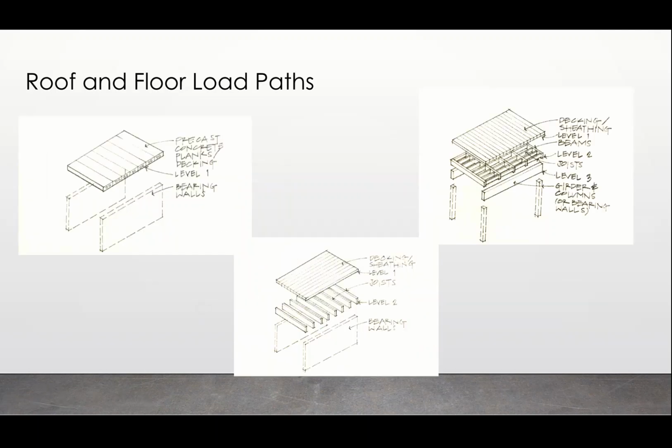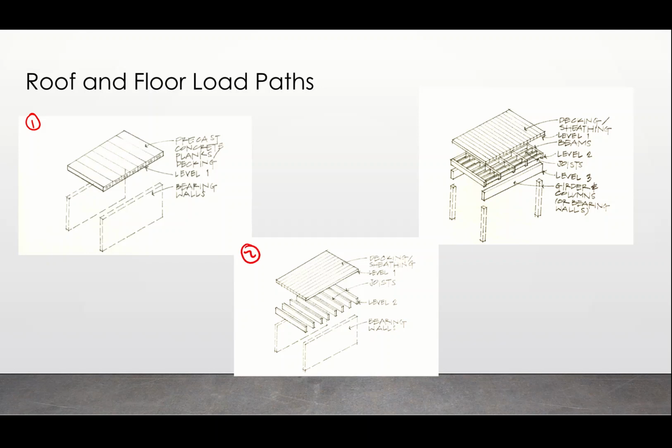Okay, roof and floor plans, from simple to complicated based off of the structure. This is a one level, so it's just precast concrete, could be planks, decking, whatever the case may be, and it's going and sitting directly on bearing walls, obviously the most economical way to do it.